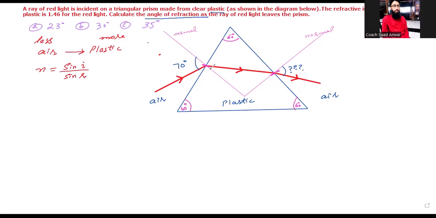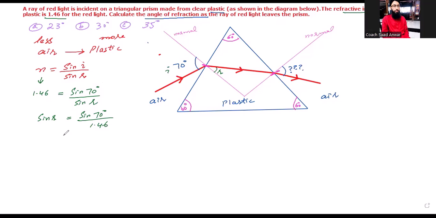Now we have to find sine r. First we have to find this r. This is also an angle of refraction. The refractive index is given as 1.46, so n equals 1.46. The angle of incidence is 70 degrees. So 1.46 equals sine 70 degrees upon sine r. I will bring sine r here, so sine r equals sine 70 degrees over 1.46.